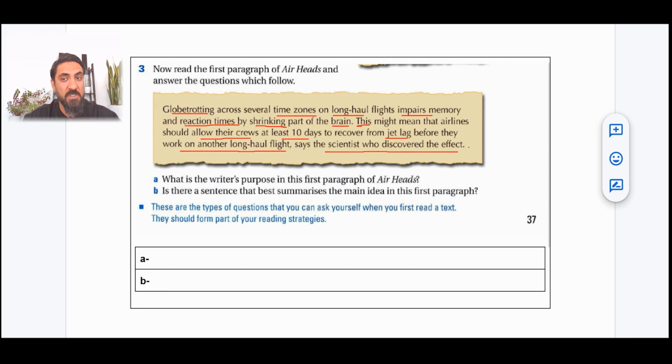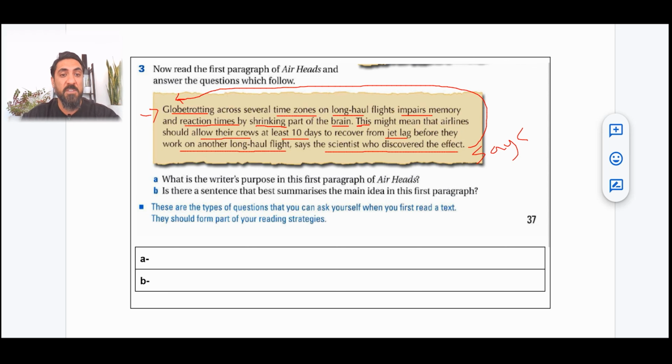So the scientist who discovered this effect can go at the beginning. So the scientist who discovered this effect says, you can add something here in your mind, says, globetrotting, now you continue reading. So the scientist who discovered this effect of the shrinking of the brain says that when you go through different time zones on long distance flights, your memory will be damaged and your reaction time will be less by shrinking parts of your brain. This means that the airlines should allow their crew 10 days to rest and recover from jet lag before you go on another flight.